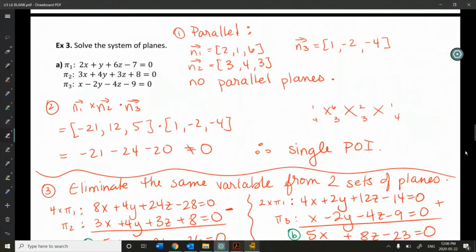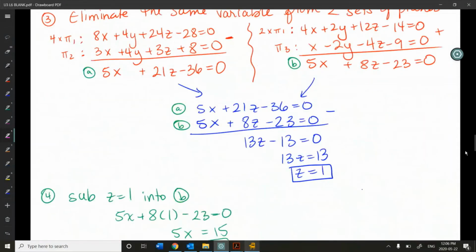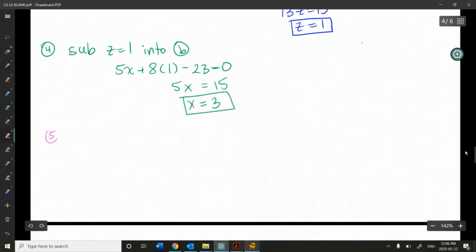Now that we have z and x, we can sub both of those into one of our original set of planes up here. So I think I'm going to sub it into plane number 1 because y is already isolated. It doesn't have a coefficient. So that will probably just make my life a little bit easier. But you should be able to plug it into any one of the three.